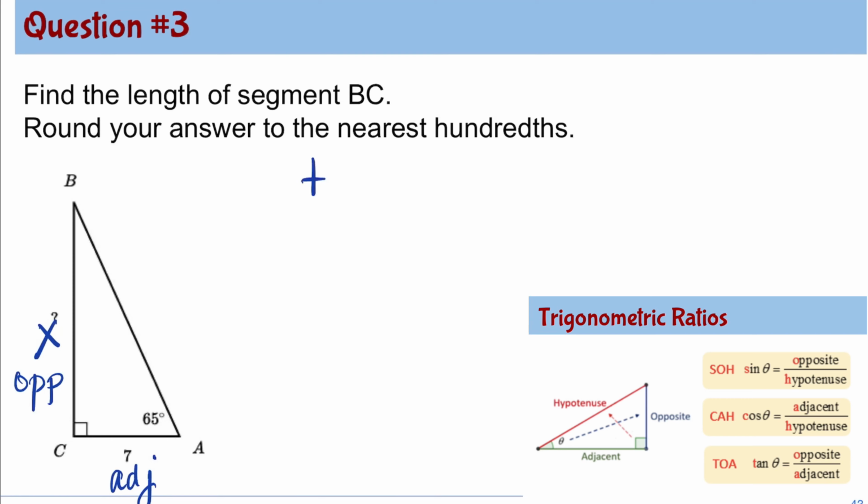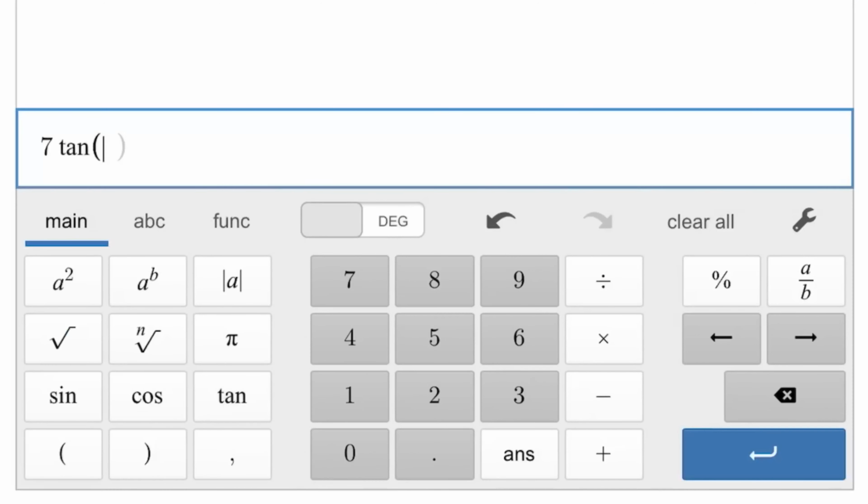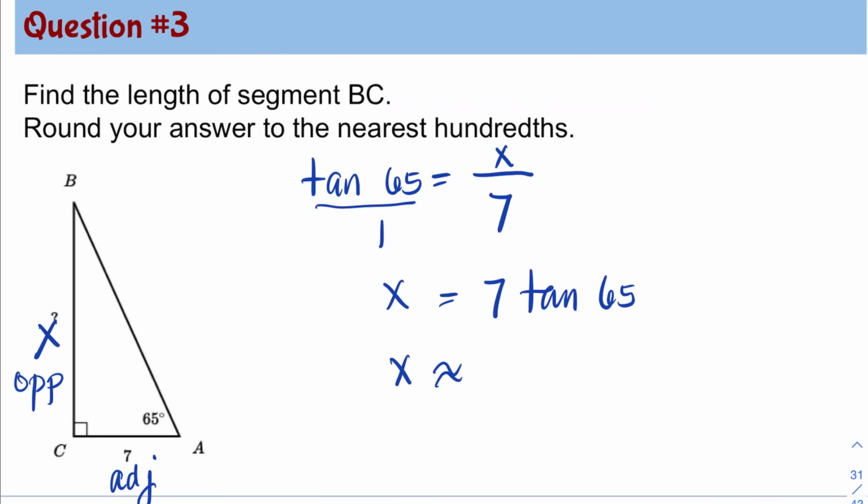So to set up the equation, we have tangent of 65 degrees is equal to the opposite, which is x, and adjacent, which is 7. So the same thing, we can cross multiply. x times 1, we have x. 7 times tan 65. You write it 7 tan 65. So now plug it into your calculator. We have 7 tangent 65 degrees. So the answer is 15.01 units.